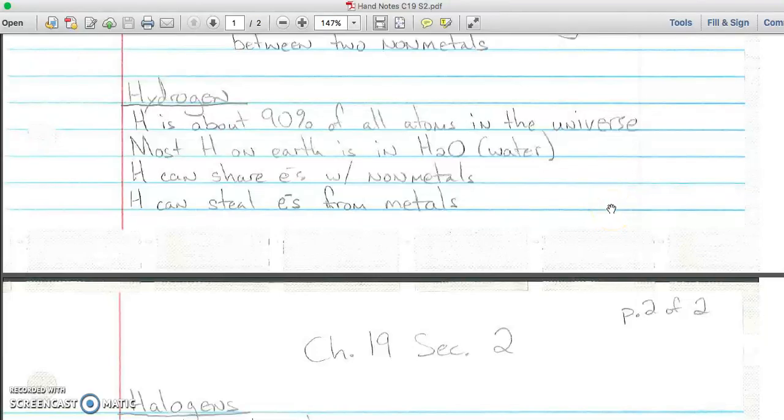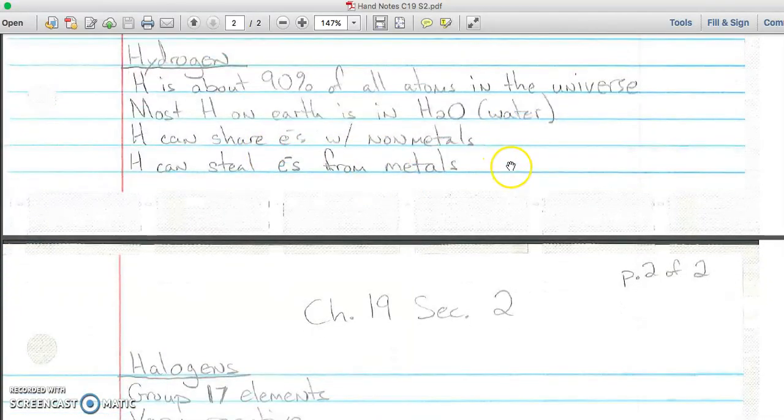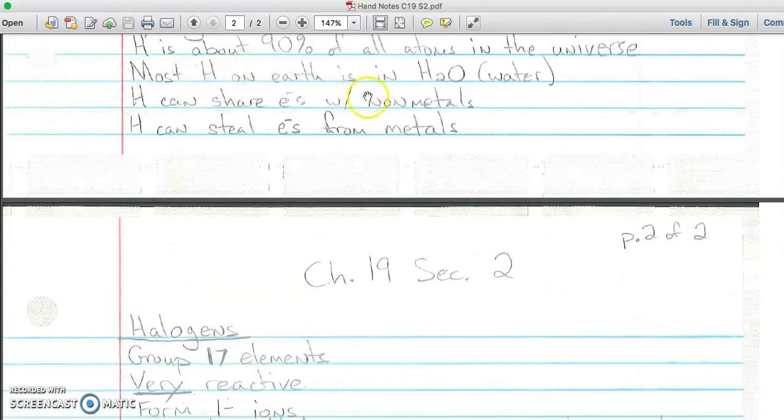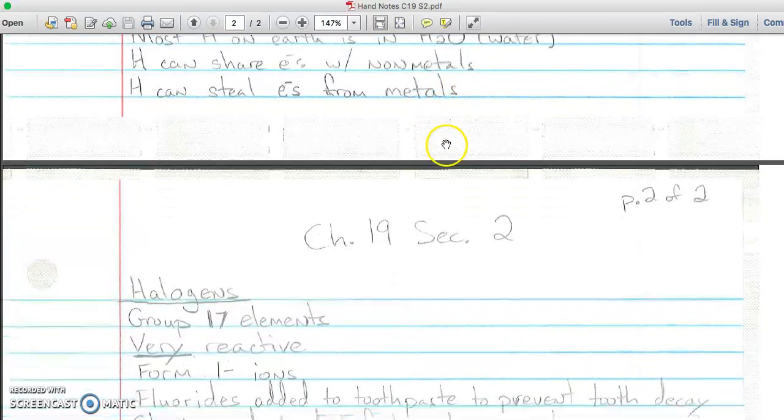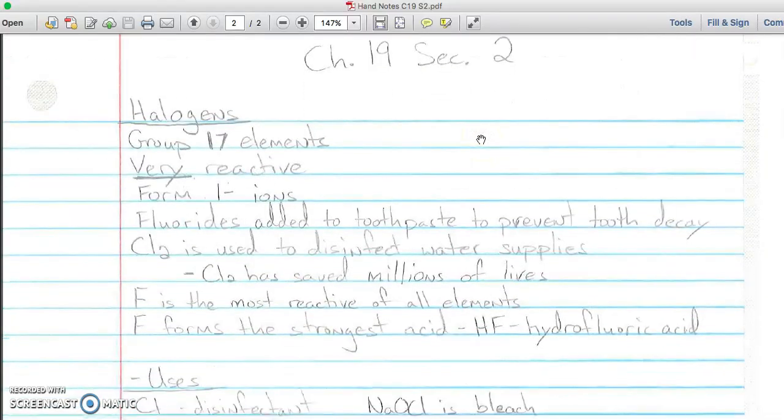Hydrogen: 90% of all the atoms in the universe, because most of what's in the stars and in our sun is hydrogen. They can share electrons with nonmetals, or they can steal electrons from metals. So when you form, say, lithium hydride, hydrogen will steal an electron from lithium. They like to gain 1 electron or lose 1 electron. That's what hydrogen likes to do.